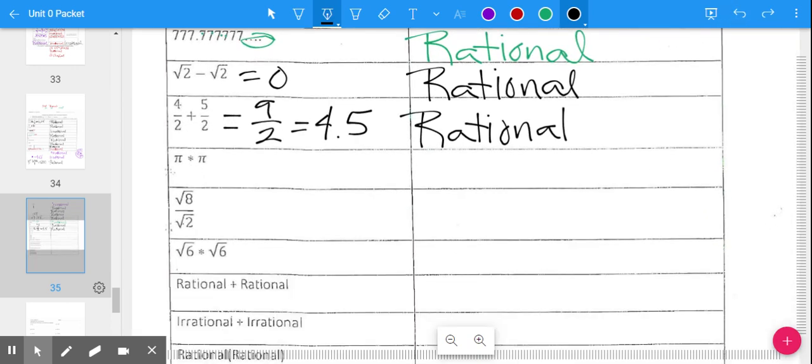All right, pi times pi. Pi is an irrational. So if we do our irrational times our irrational, and it's specifically this irrational times itself, we end up with an irrational. So when in doubt, plug it into a calculator. When we plug this in a calculator, we end up with this really long decimal that has no kind of pattern.